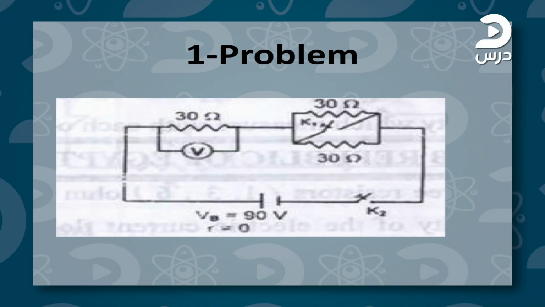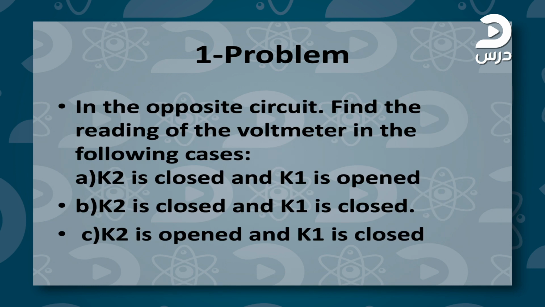Question number 1. Problems in this circuit: 30 ohm, potential difference, and 30 ohm, key; VB equals 90 volts and internal resistance is 0. In the opposite circuit, find the reading of the voltmeter in the following cases. There are 3 cases, A, B, and C.